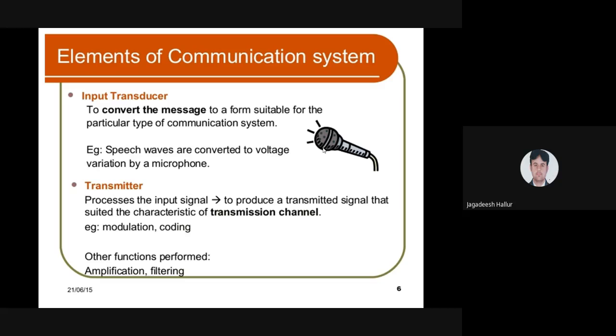Sorry, I get a call. It is immediately disconnected. Voice is disconnected.